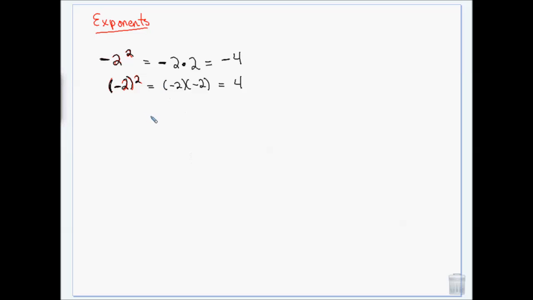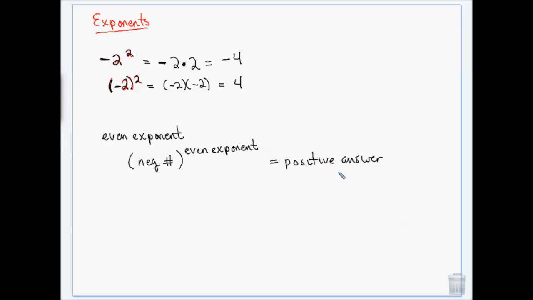Now, what happens when we have multiplication and we count up all the negatives? That same rule applies if we have exponents. If I have an even exponent, then I have a bunch of pairs being multiplied together. So if I have a negative number inside of parentheses with an even exponent, I'm going to get a positive answer because they'll all pair off.